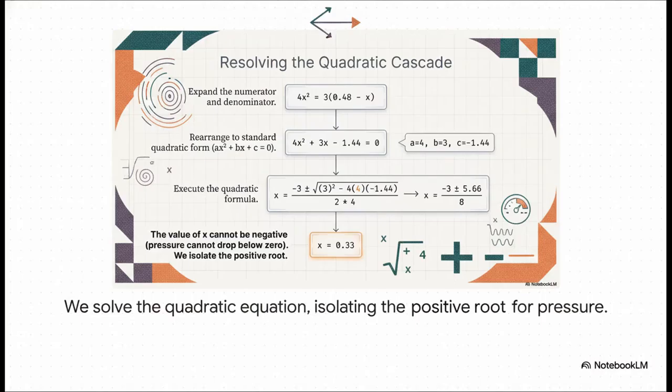And would you look at that, we've got ourselves a good old quadratic equation. Now don't worry, we just need to do a little bit of algebra to get it into that standard format. Once we have that, we can use the quadratic formula to solve for x. It'll give us two possible answers, but one of them is negative. And since we can't have a negative pressure, we know that's not the right one. So we take the positive value, which turns out to be 0.33.